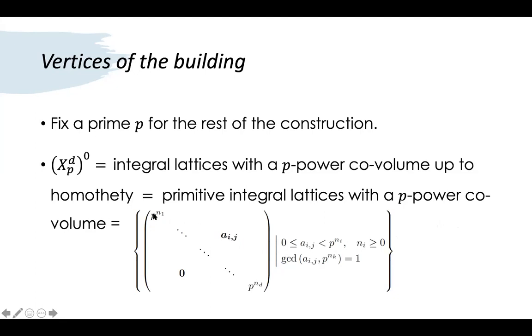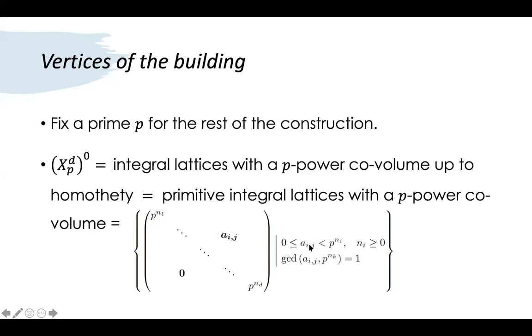On the diagonal, there are p-powers. This will ensure that the determinant of this matrix is a p-power, so the covolume will be a p-power. This is a good sanity check for us, right? So the diagonal is p-powers, and under the main diagonal there are only zeros. So this is an upper triangular matrix. And above the diagonal, there are integer numbers with the following conditions.